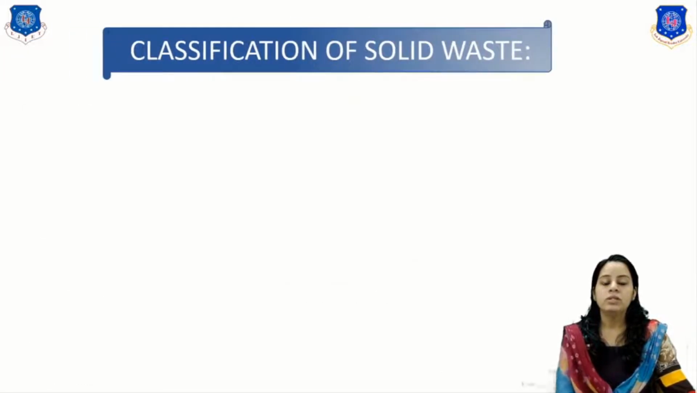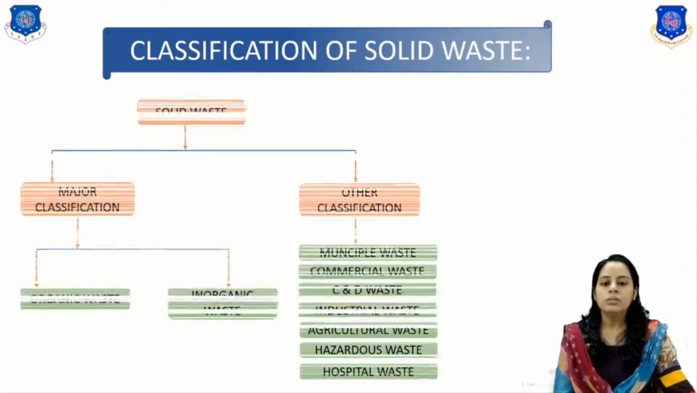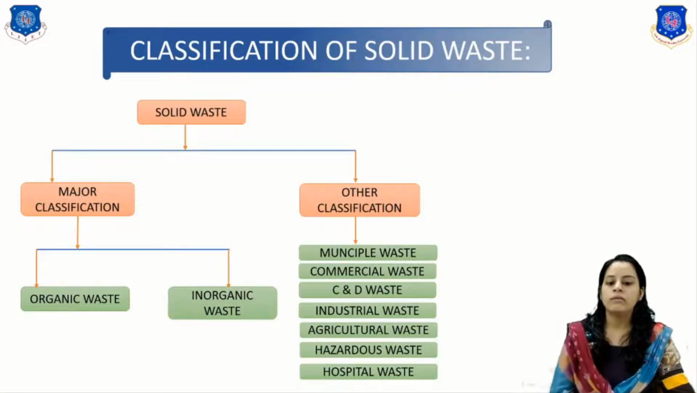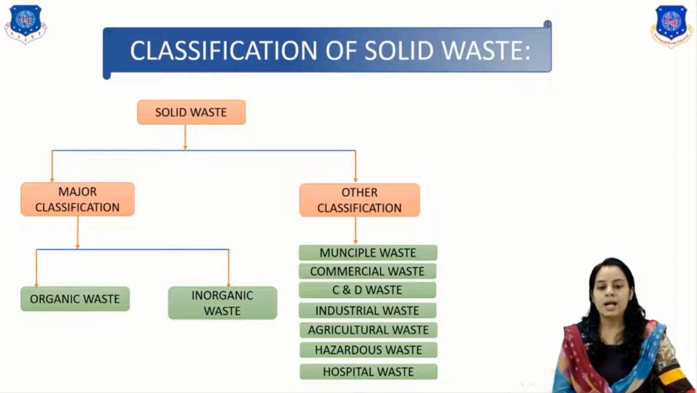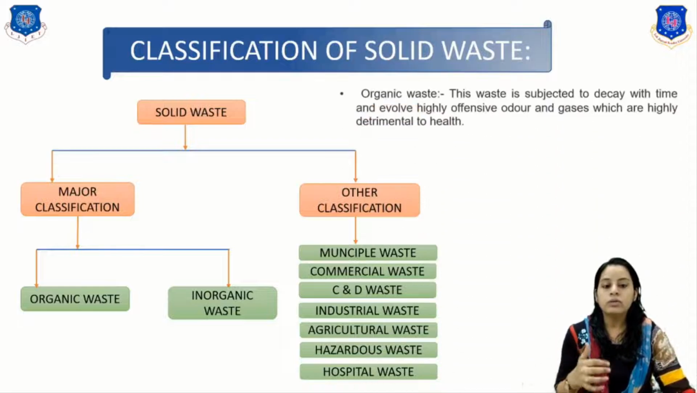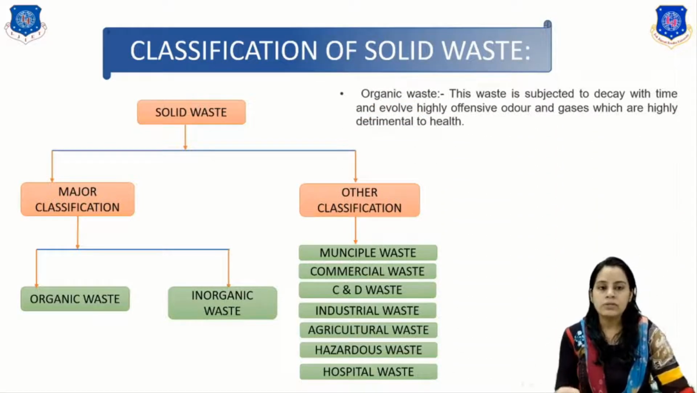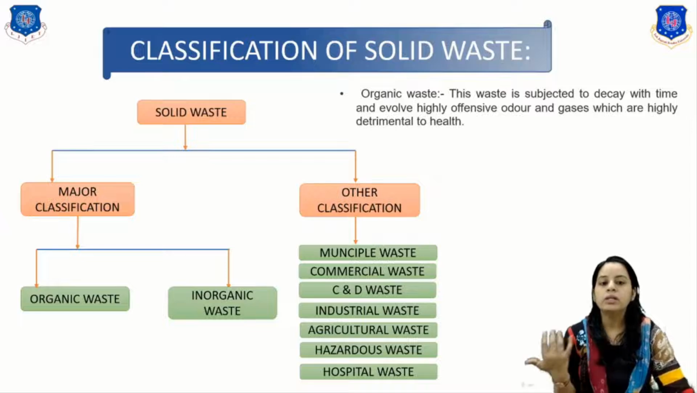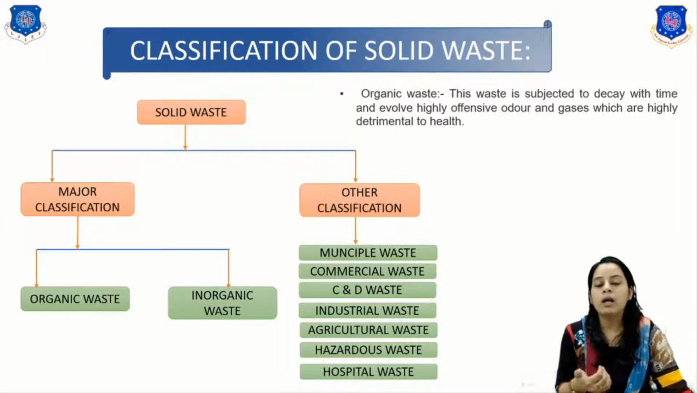The next one is classification of solid waste. It is classified in two categories: the first is major classification, and the second is other classification. Major classification is again divided into two parts: organic waste and inorganic waste. First of all, what is organic waste? It is waste which is subject to destruction and decay with time, and involves highly offensive odor and gases which are highly detrimental to health.